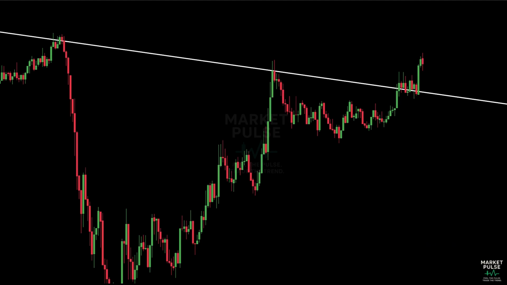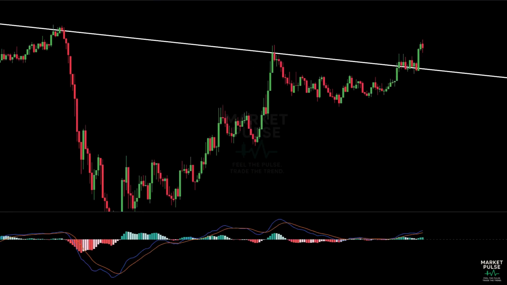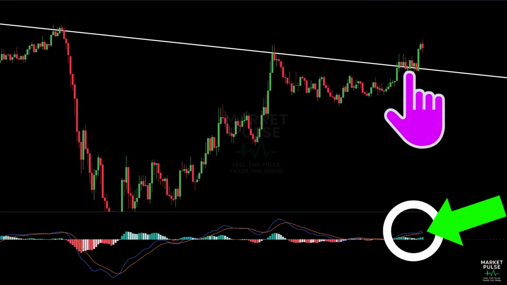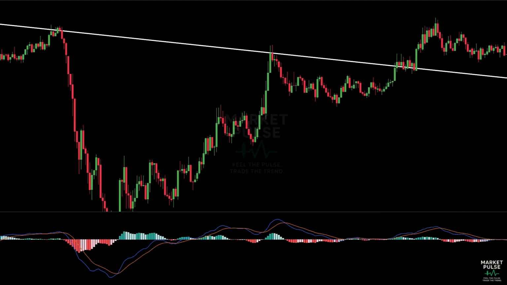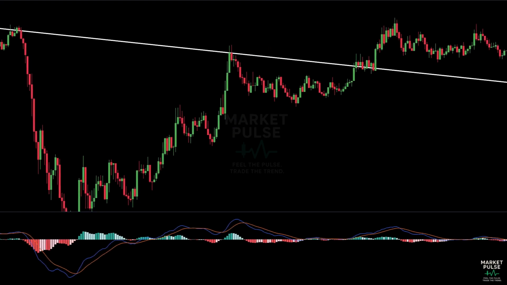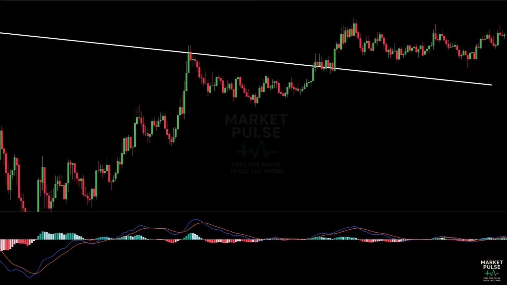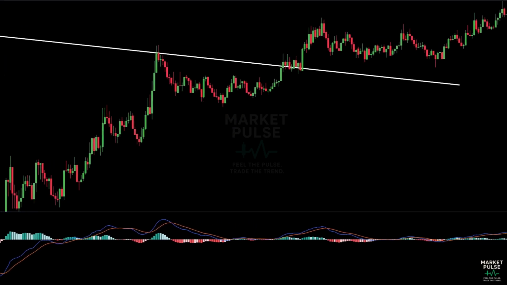But instead of jumping in, we pause. We wait for a second, stronger confirmation. This is where the MACD steps in. Right around the time of the breakout, we notice the MACD line crosses above the signal line. A classic bullish crossover. And here's the twist. It happens before the breakout, acting as early momentum confirmation. That tells us buyers are gaining traction beneath the surface. Now we've got two strong signals, a breakout and a bullish MACD crossover.